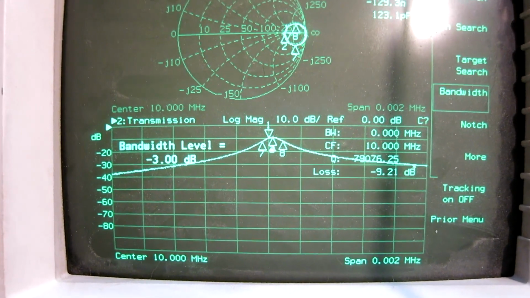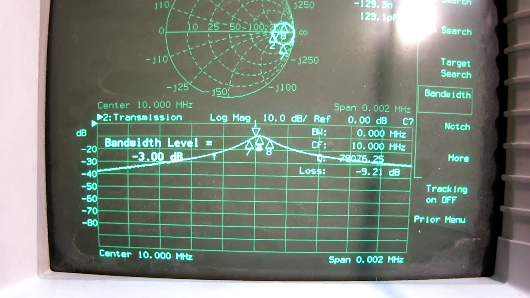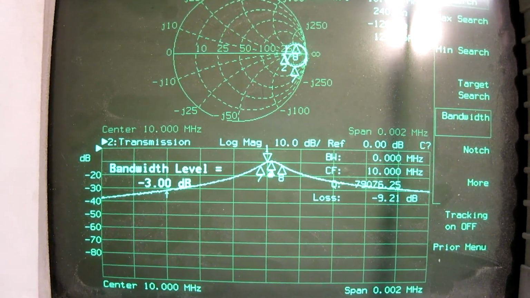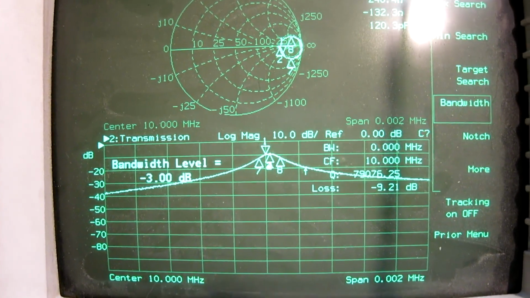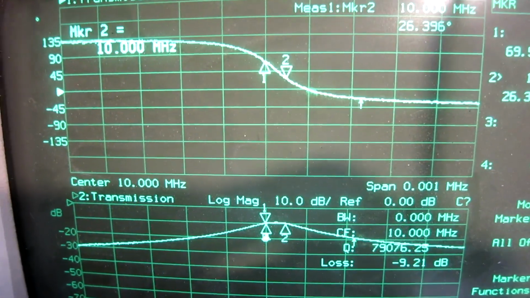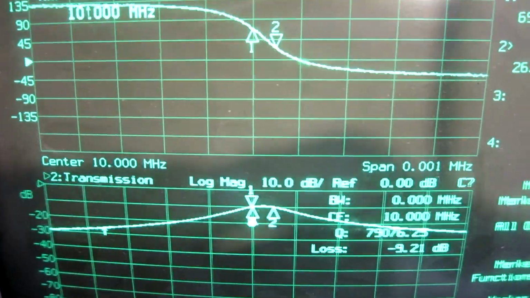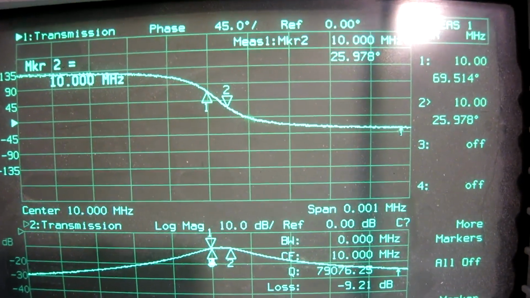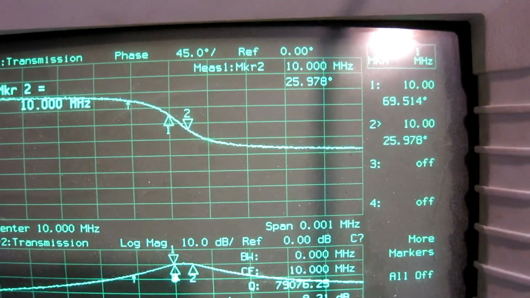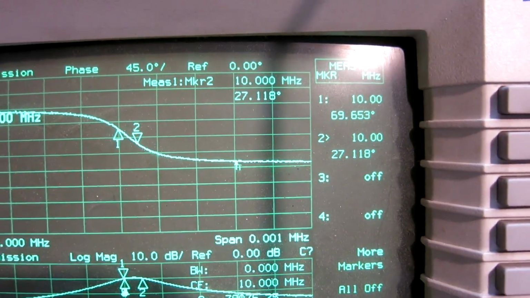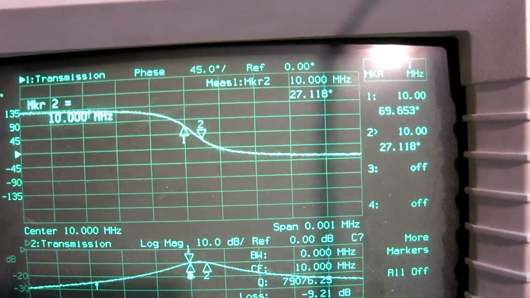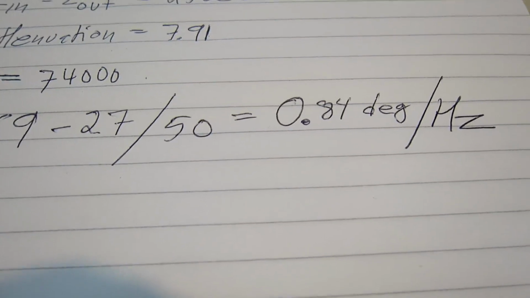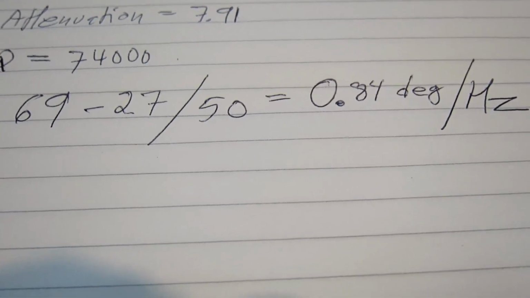The important thing for the narrowband phase noise is not the Q, it's the derivative of the phase with respect to frequency. That's what we see here. The span is 1 kilohertz from here to here, so it's 100 Hz per division. It means the phase goes from 69 to 27 degrees over 50 Hz. That is 0.84 degrees per Hertz.